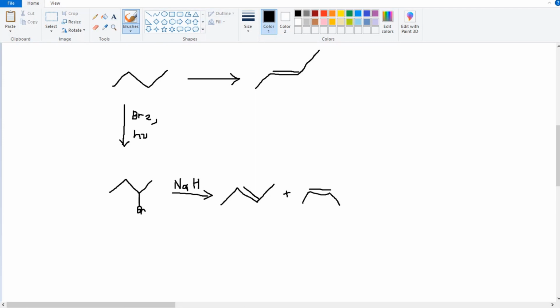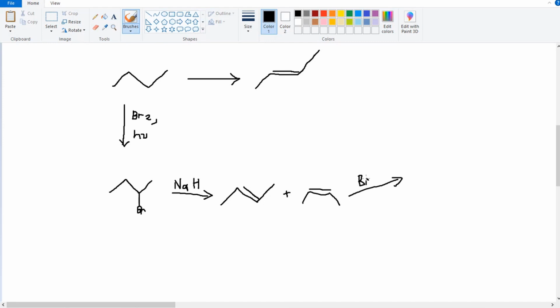The question says propose a synthesis. It's like, yes, you could. But the truth is, this isn't necessarily the best synthesis because you still have to separate the products. And that's not always easy to do, especially with stereoisomeric products like this. So if you really wanted to get 100% trans alkene, you do the next step here.